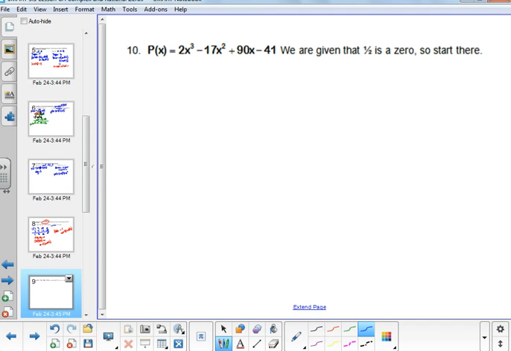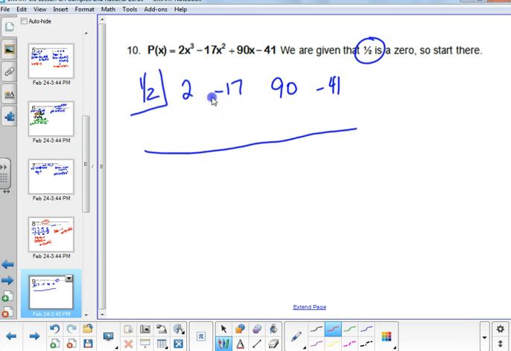Okay, number 10. Ooh, cute, half. So we're going to do synthetic division with a half, or a 0.5 if you prefer to write it like that, to -17. I already don't like this very much. 90 and -41. Now we know if that's supposedly a 0, the remainder should come out to nothing. So bringing down the 2, times 1/2 is 1, add those together, -16. Let's see, that's a -8. That would be an 82. Half of 82 is 41. Yes, the remainder is 0.